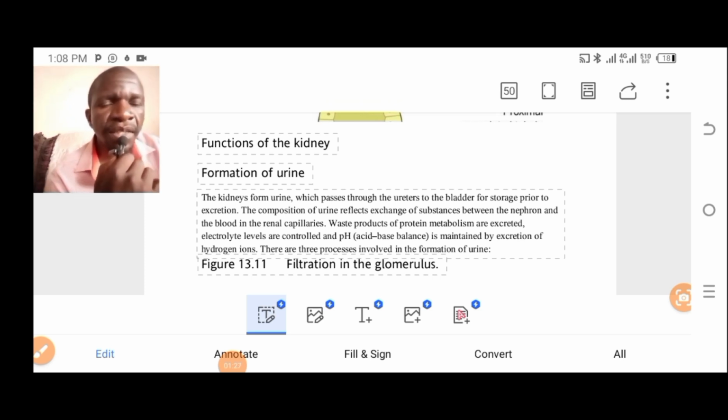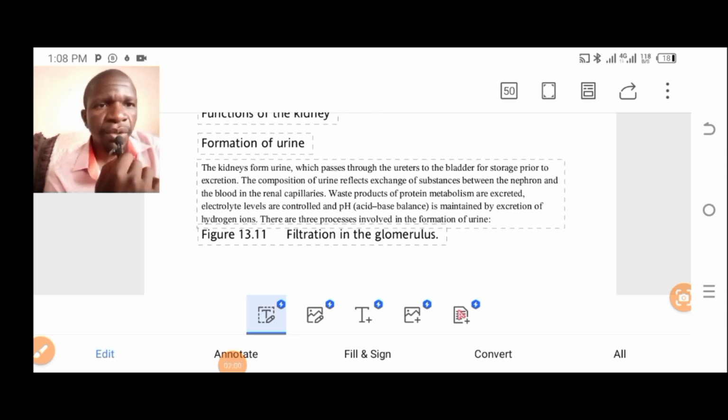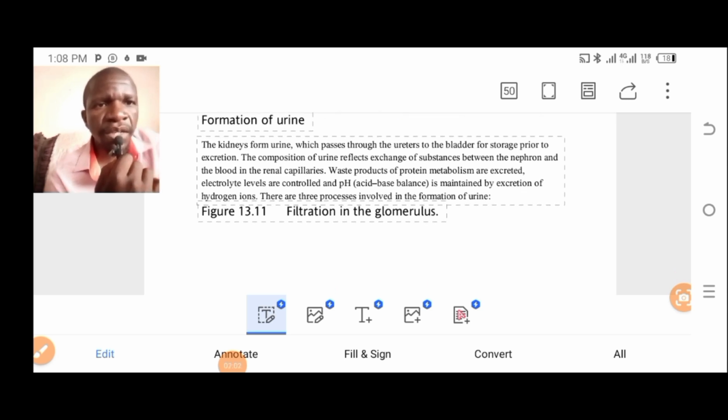So urine formation just refers to the processes that are involved in the formation of urine and elimination of unwanted substances from the body, and this happens in three stages. We have three stages in urine formation. We have what we call the glomerular filtration, number one. Number two, we have what we call the selective reabsorption. Number three, which is the last stage, is called tubular secretion. So let us look at filtration. Filtration occurs in the glomerulus.